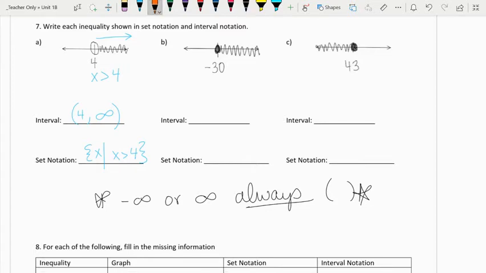All right, let's look at letter B. Hopefully we were able to say, okay, x is greater than or equal to negative 3 because it's a closed circle. So that makes set notation easy. X such that x is greater than or equal to negative 3. So on letter B, we think farthest to the left. Well, that one's negative 3, and it's going to be a bracket because it's a closed circle. And then you go farthest to the right, which goes on forever, which is infinity.